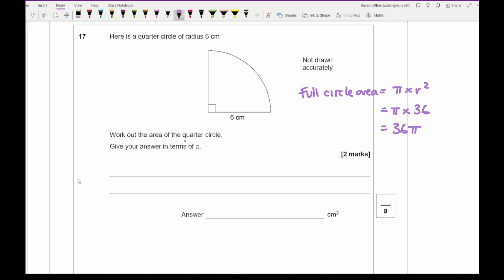However, I've only got a quarter of that, so I then need to divide that by 4. So 36 pi divided by 4. Now here I just focus on the numbers, so 36 divided by 4 is going to give me 9. So I can just cancel those down, so that's 9 and 1. So then the final answer is going to be 9 pi.